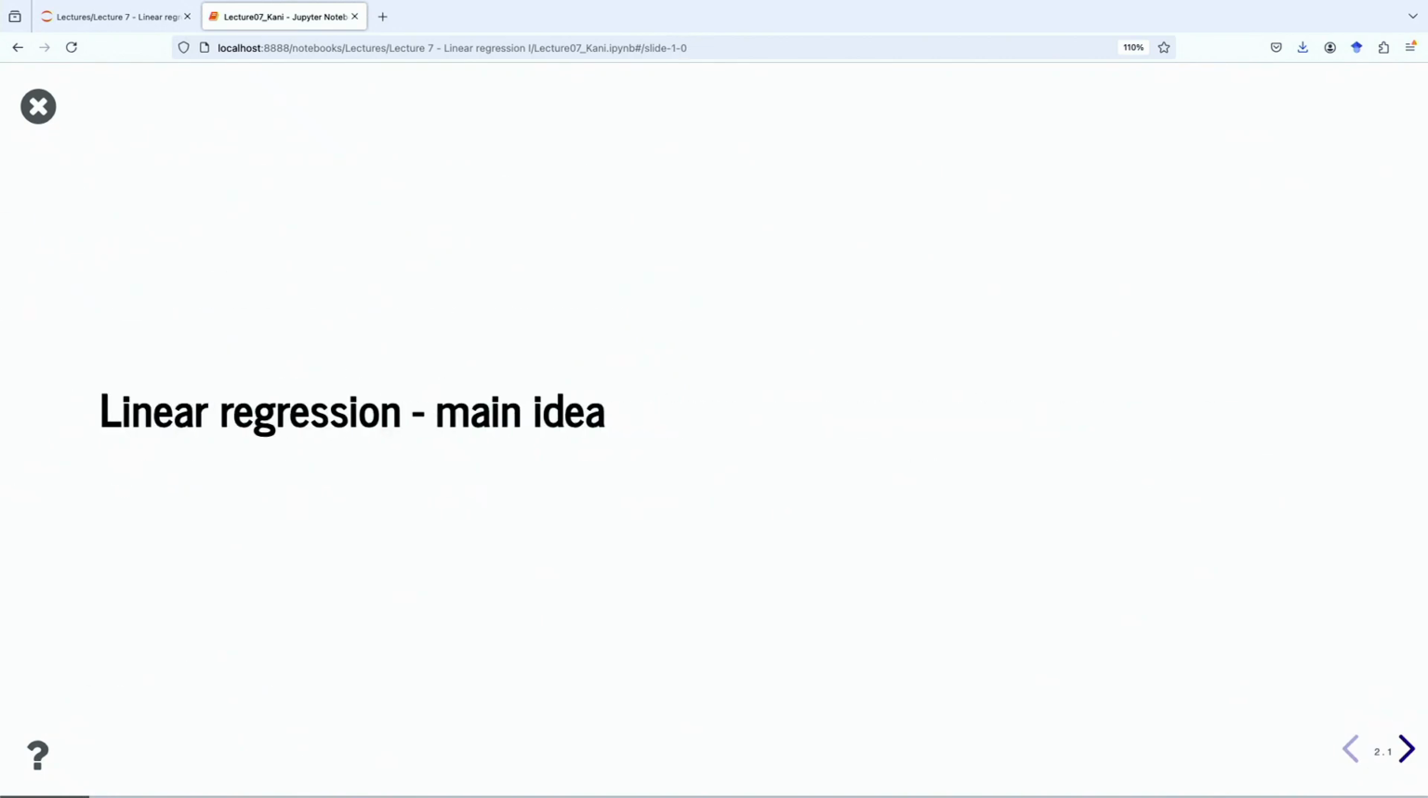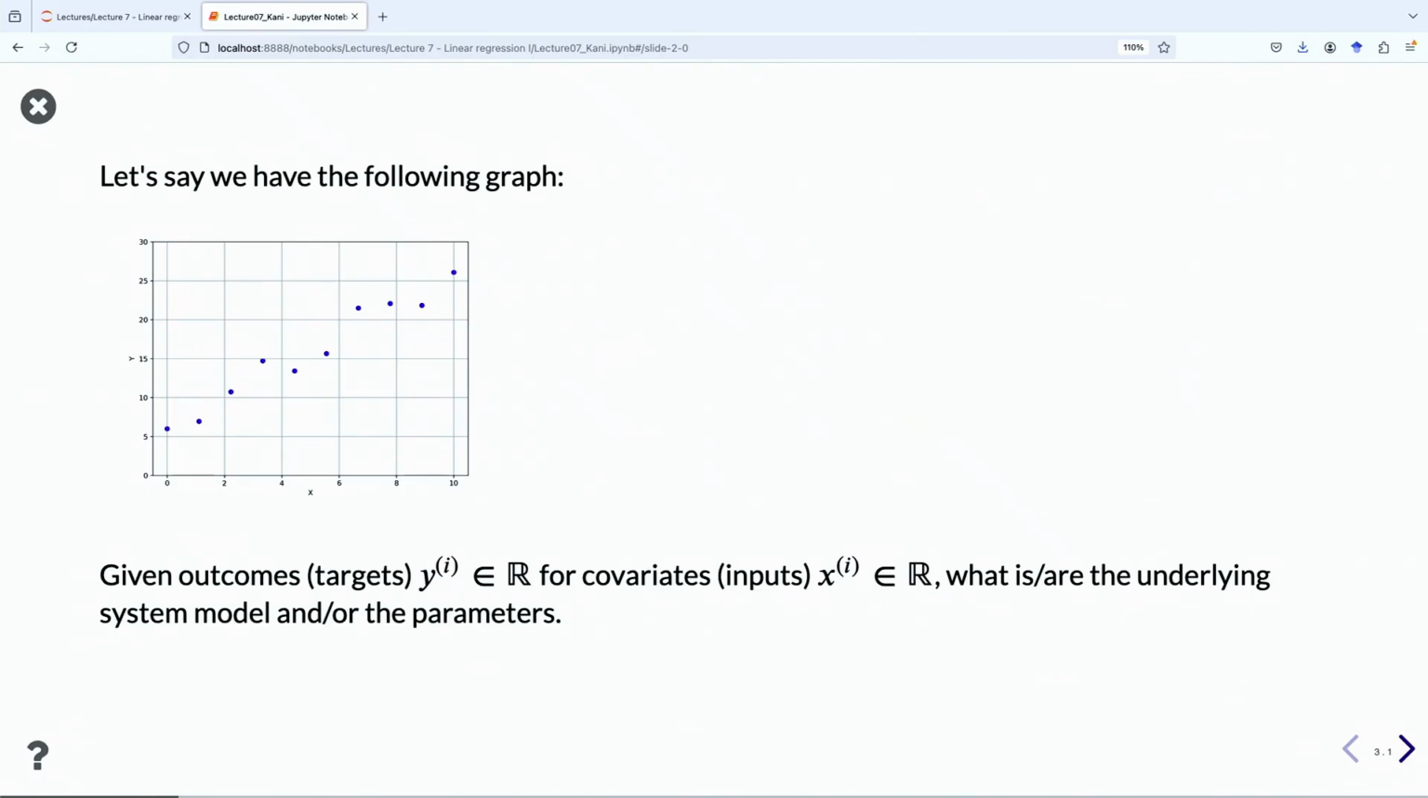Let's start off with the main idea behind linear regression. Let's say we have the following graph. This is a couple of little data points. You have some data, and you plot it out, and you see it follows a pattern, as hopefully most of your data does. That would be horrifying if you plot it out and it's all completely random. You see a bit of a pattern here, so you want to create a model that predicts this data, right?